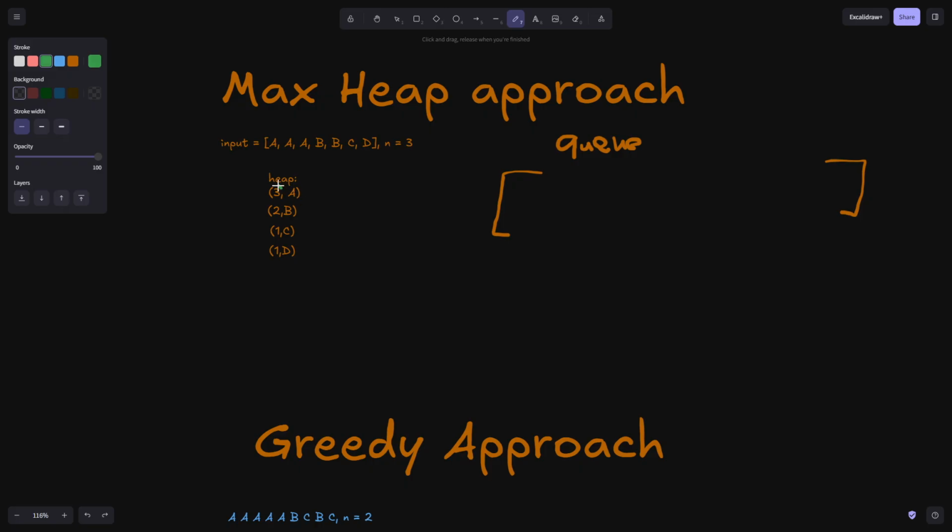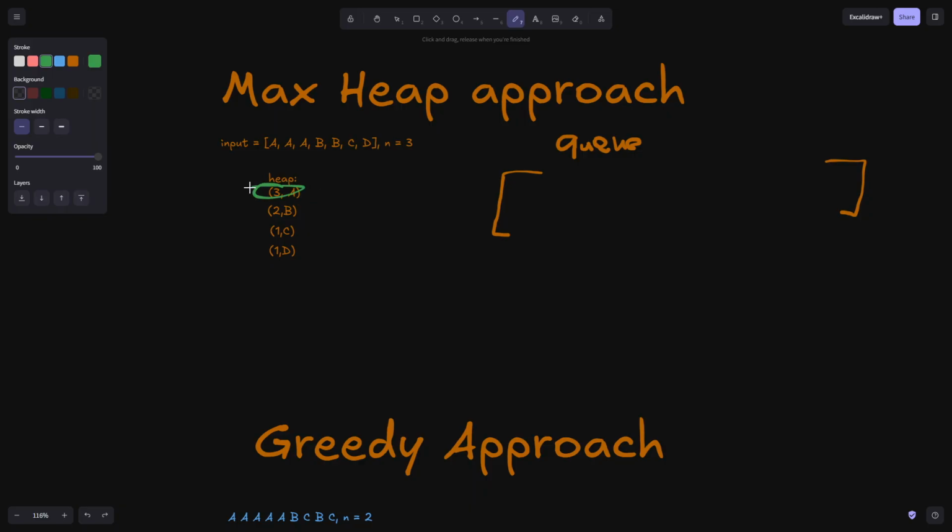Now, the max heap will just have the frequencies. I just added the letters here for the sake of you understanding what these numbers are referring to. But the max heap will just have the frequencies, okay? So the idea behind the approach with the max heap is we have to wait after we use a certain task, right? We have to wait n intervals, right? So the idea is we're gonna start with the most frequent letters, right?